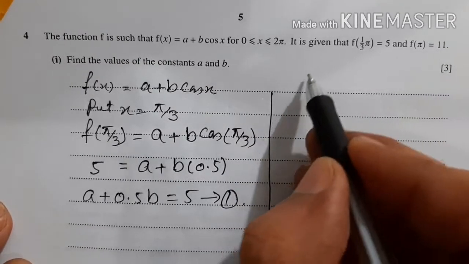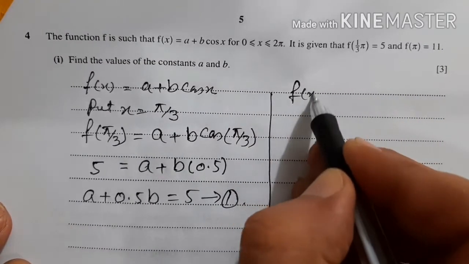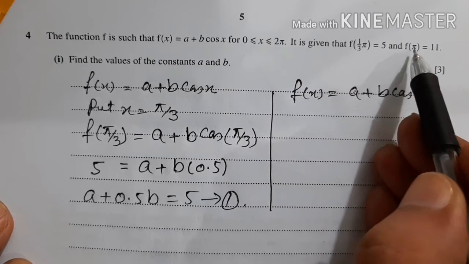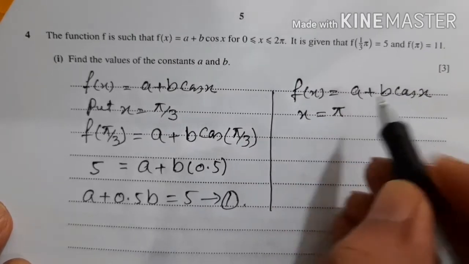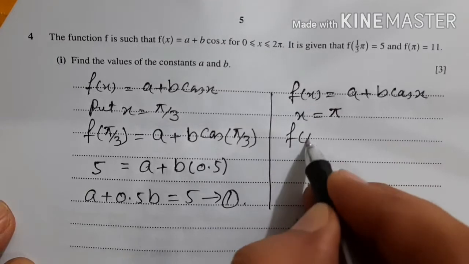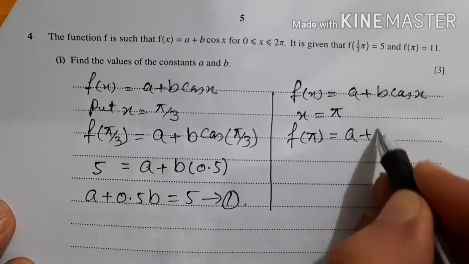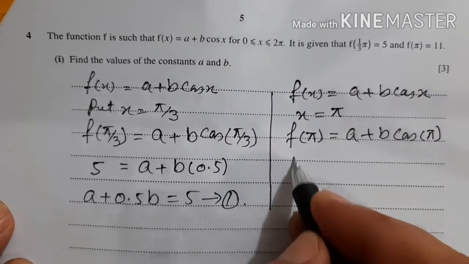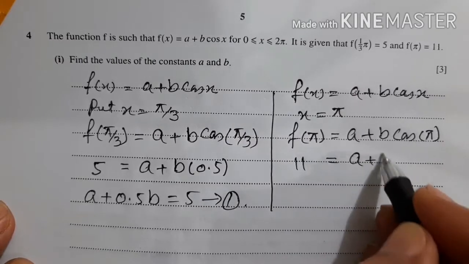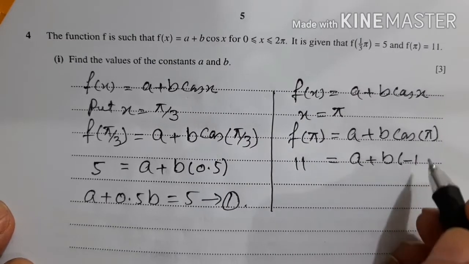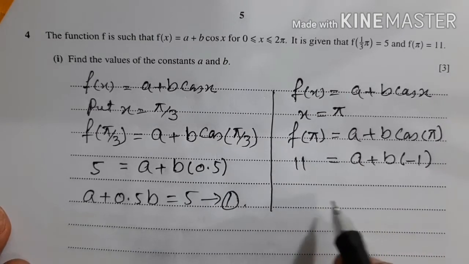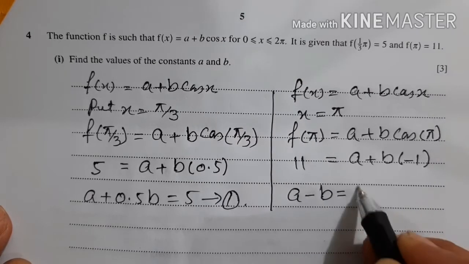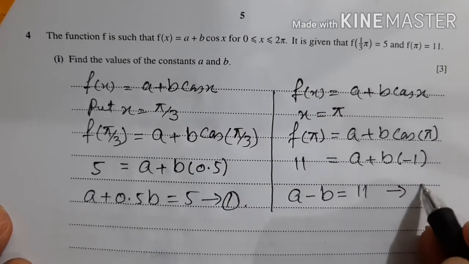Now again, for the second condition, f of x is equal to a plus b cos x. Now I'll put x is equal to pi here because I need f of pi. So f of pi will be a plus b cos pi. The value of f of pi is 11, so 11 will be a plus b into cos pi, which is minus 1. So the final equation will be a minus b is equal to 11.